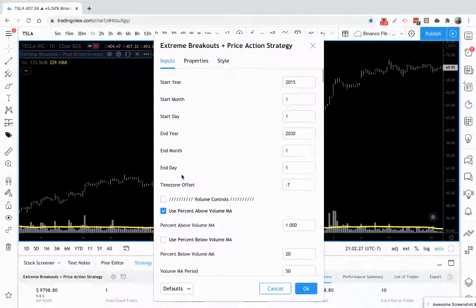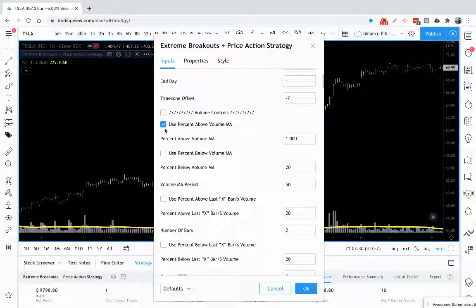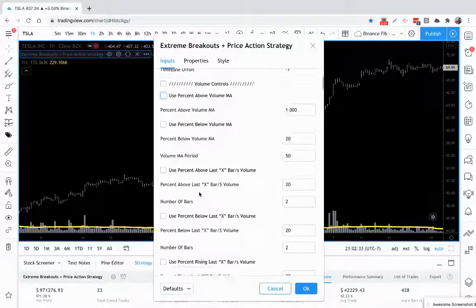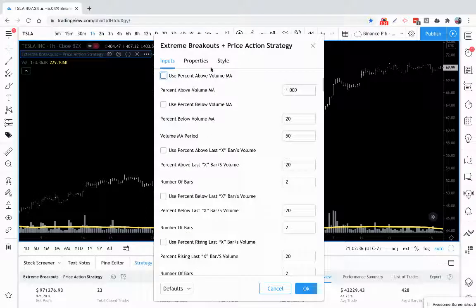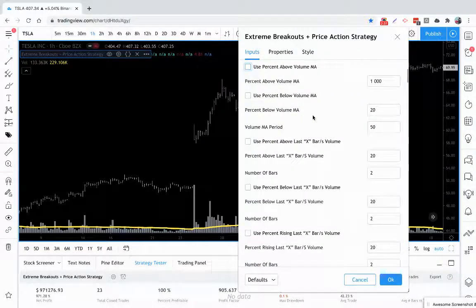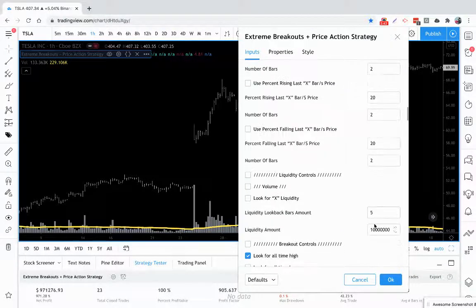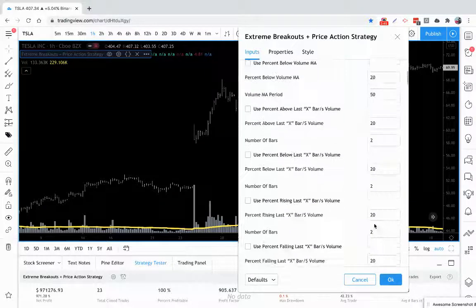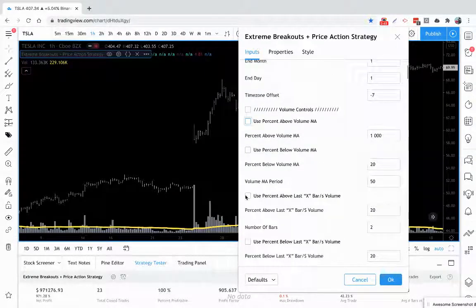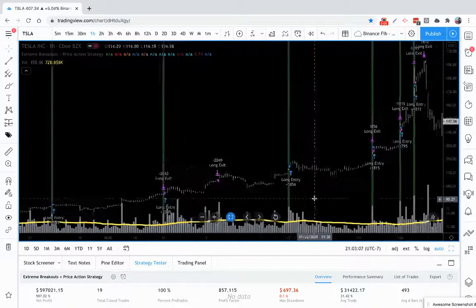So going back to the volume controls, you can do that with volume above or below the volume moving average. You can look for volume that was a certain percent above the last bar. So let's say, for example, we want to look for the breakout here, which we have above 60 bars, and we want to look for volume that was also 50% above the last bar. Looks like a little volume spike. Let's do 100% over the last bar.